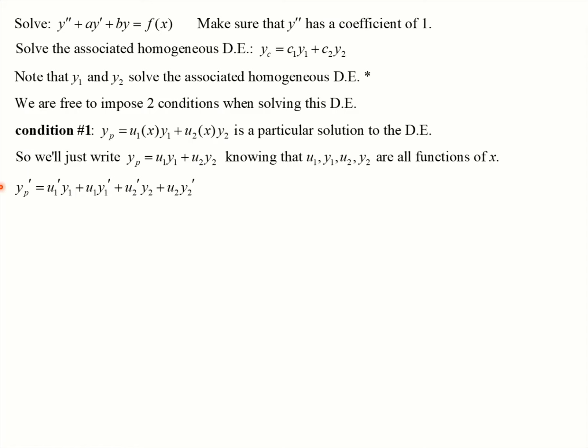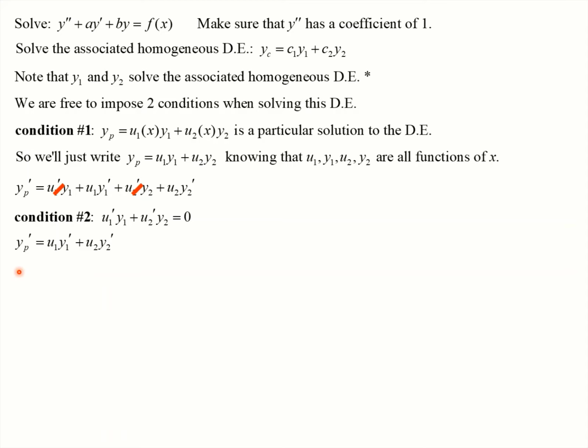Okay, the next thing I want to do is take the second derivative, and this is just going to get so outrageous. We said we had some wiggle room to impose two conditions, so my second condition is that u1 prime y1 plus u2 prime y2 equals 0. If I impose that condition, then I end up getting rid of those terms there, because you add them up, they give you 0. And now my first derivative looks like this.